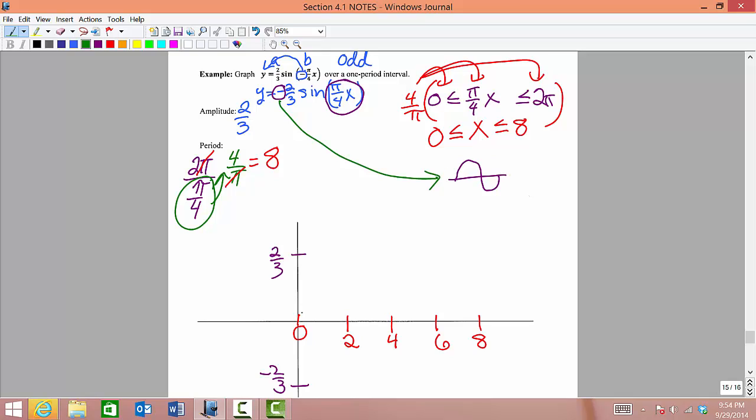and makes it flip. So sine starts at the x-axis, and then it used to go to the max. The basic shape goes to the max, but we're going to go to the min since our graph is being flipped. Come back up to the x-axis, and now we're going to go to the max, and then we're going to come back down to the x-axis. So here's our sine wave, with A being negative 2/3, our amplitude of 2/3, and our period of 8 units.